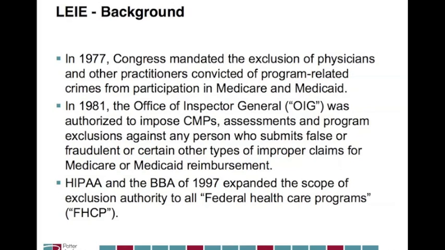The Health Insurance Portability and Accountability Act of 1995 and also the Balanced Budget Act of 1997 further expanded the scope of exclusion authority beyond Medicare and Medicaid programs to all federal health care programs, or FHCPs. That would include things like TRICARE, veterans programs, etc. So really any type of health care program that is administered or overseen by the federal government now falls within the scope of the list of excluded individuals.